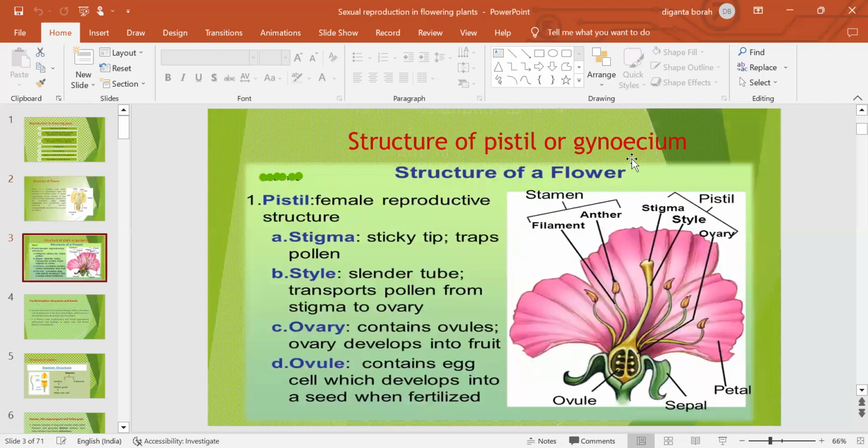Next, structure of pistil or gynoecium. This is the pistil. Pistil is the female reproductive structure. It has a stigma. Stigma is the sticky tip which traps the pollen, meaning pollen comes and sticks here. Next, style. Style is a cylindrical tube-like structure that transports the pollen from the stigma to the ovary. Last, the third one is the ovary. The ovary contains the ovule, and the ovary later develops into fruit. After fertilization the ovary is converted into fruit, and the ovule, which contains the egg cell, develops into seed when fertilized. So this is the structure of the gynoecium or female reproductive organ.